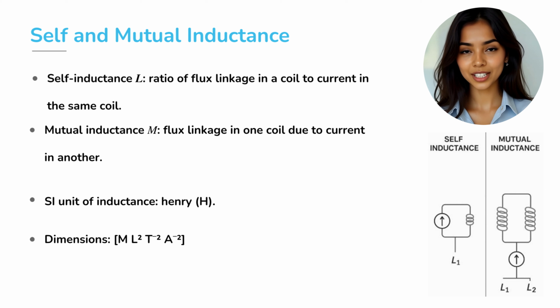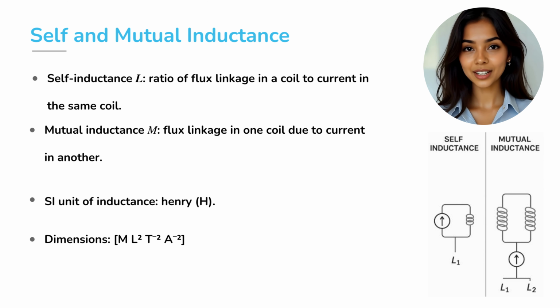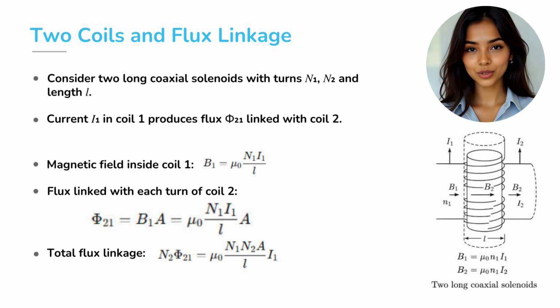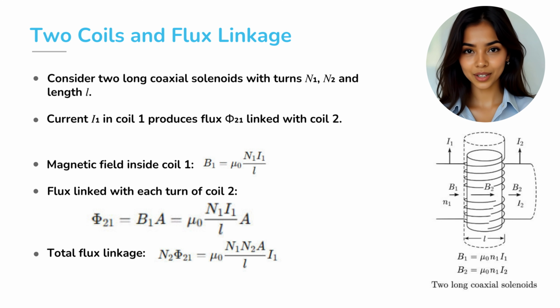So the key difference? Self-inductance is like talking to yourself, while mutual inductance is like two friends sharing a secret, one's current influencing the other's flux. Now imagine two long coaxial solenoids, one placed snugly inside the other. Coil 1 has N1 turns, coil 2 has N2 turns, and both have length L.